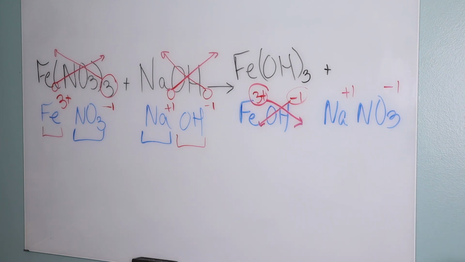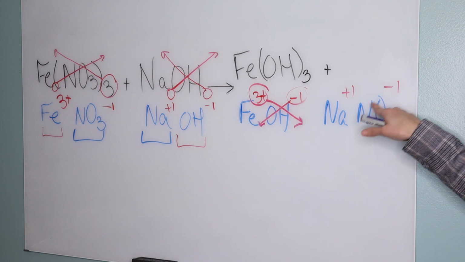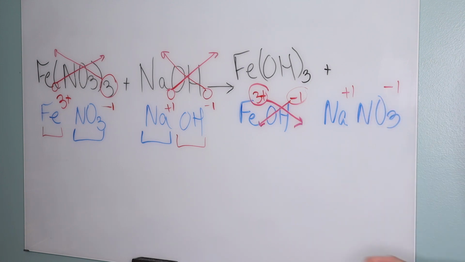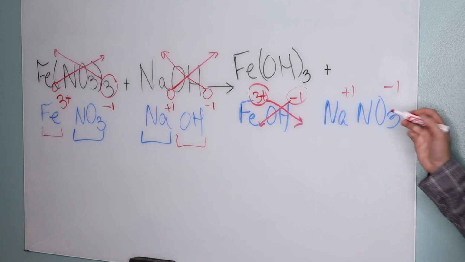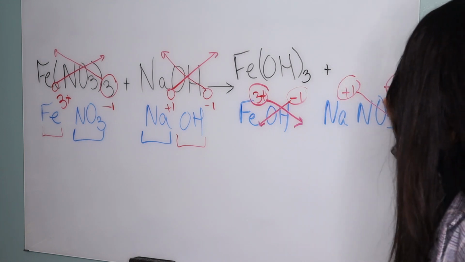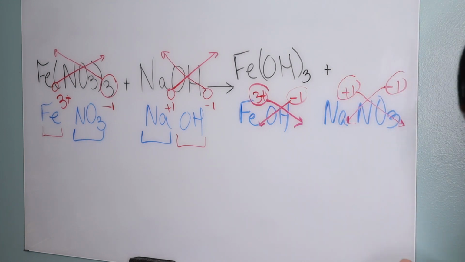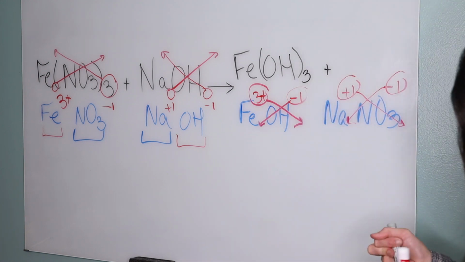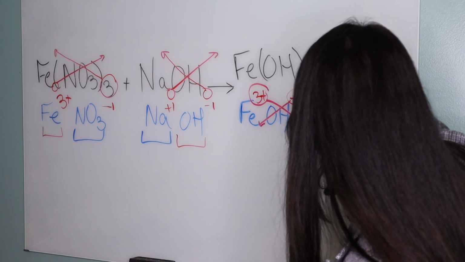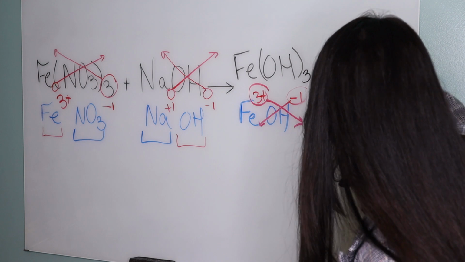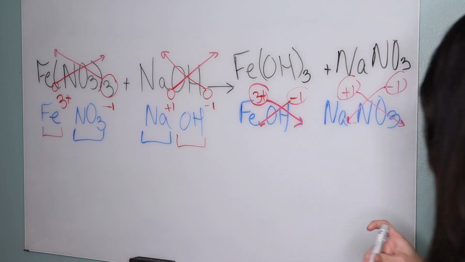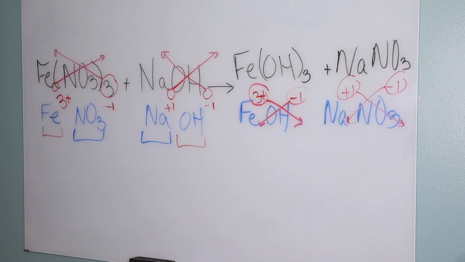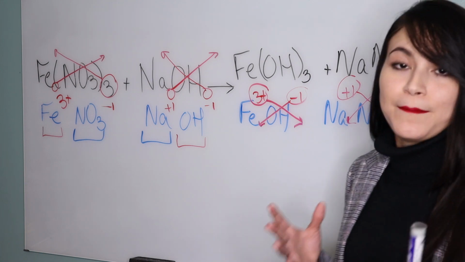Then, same thing. You will take this charge and go down and across, take this charge and go down and across, but because it's 1, we don't really write them. So the final product is going to be sodium nitrate. After we do this, we're going to go ahead and balance it.